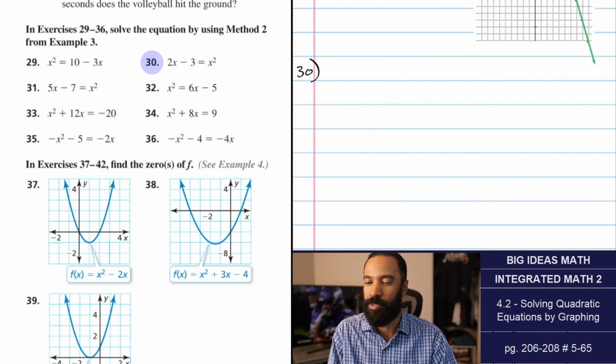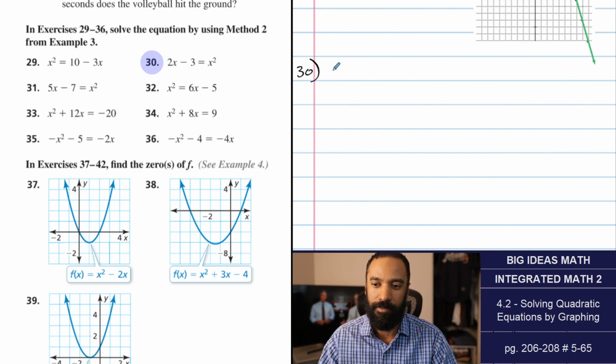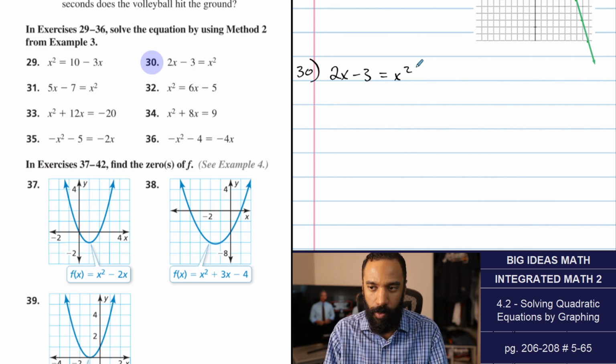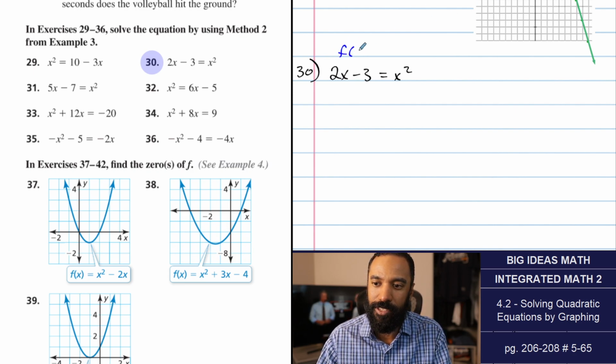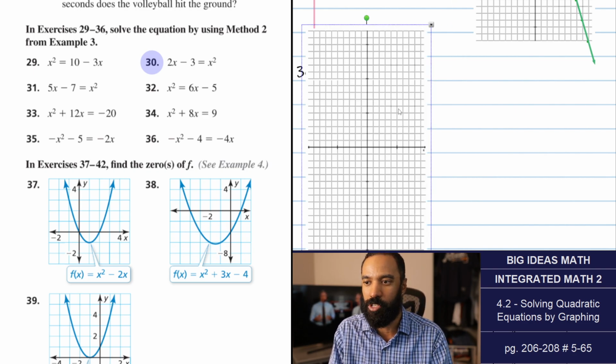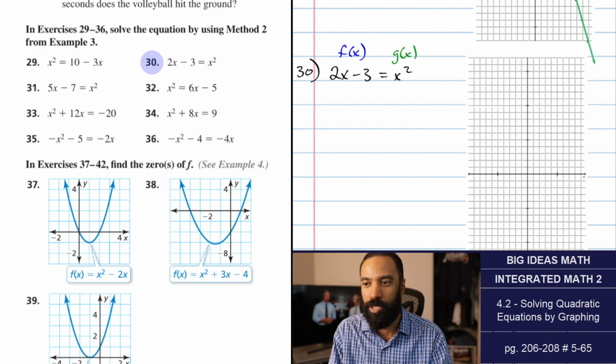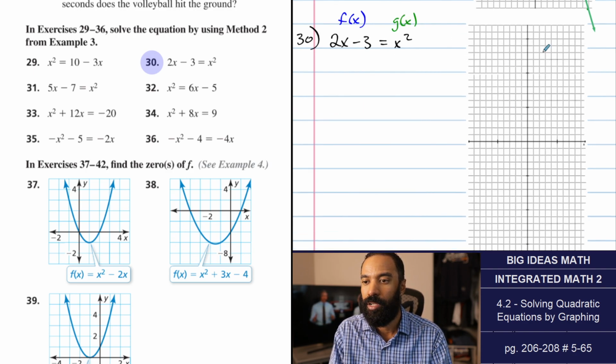2x minus 3 equals x squared. Hopefully this one pans out a lot better than the last one. Let's call this guy f of x and this guy g of x. We're going to graph y equals this and y equals that. That's the basic crux of these problems, which, like I said, will probably go faster.